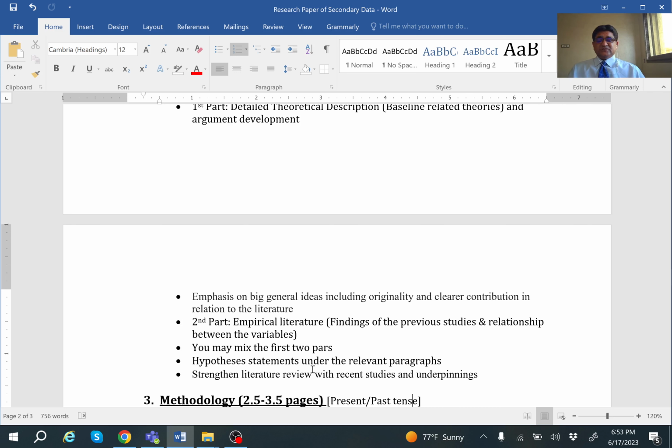And you can also see a few research papers. So here you have to strengthen this literature part by providing support with recent studies and baseline theories.